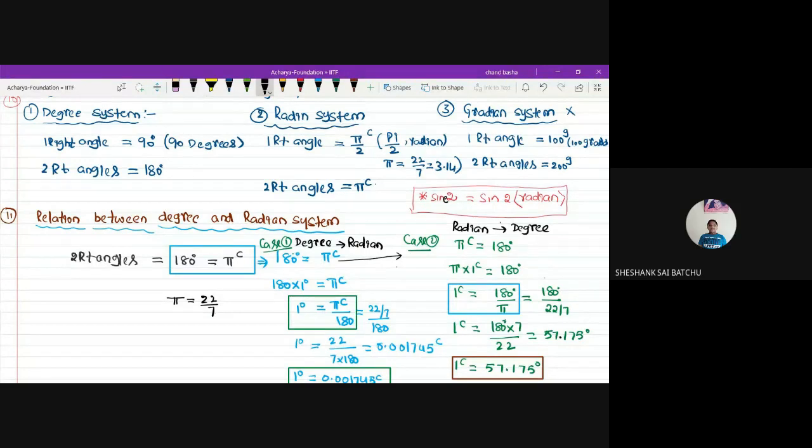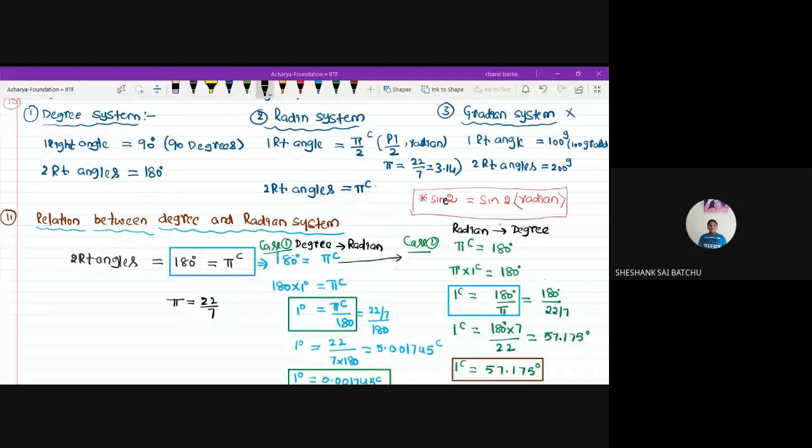Sir, in the calculator it is coming 57.272727. Which one? Second point, case 2, sir. 1 radian is equal to 57.2727, it is showing in the calculator. It is mathematically proved. You can fix this value: 57.175 is fixed for you people. Okay, so let us fix it.